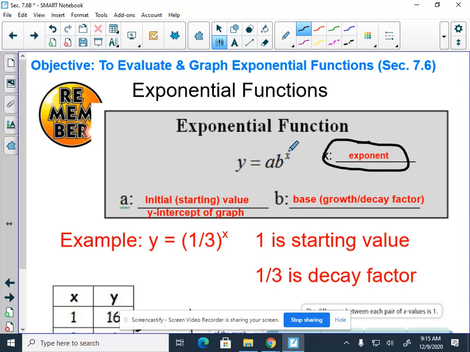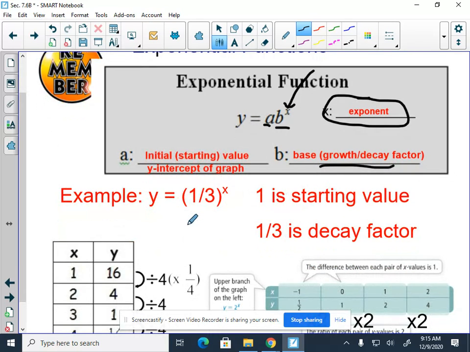So first, to recognize it's an exponential function, the x has to be up in the air. It has to be raised to the x power. Whatever is here, a, that's your starting value. B is either your growth or decay factor. So we're going to go with that here some more today.